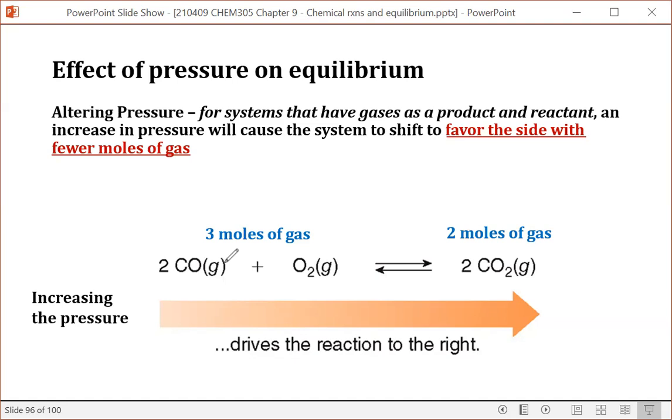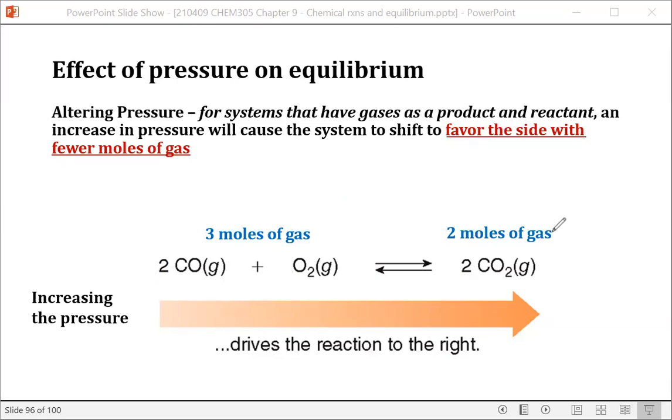So in this example, we have carbon monoxide gas reacting with oxygen gas to make carbon dioxide gas. So on the reactant side of the chemical equation, we have 2 moles of CO and 1 mole of oxygen. So we have 3 moles of gas total. And on the product side, we have 2 moles of CO2. And so if you increase the pressure, it's going to shift the system in whatever direction has the fewest moles of gas. So in this case, the products has the fewest moles of gas. So if we increase the pressure, it's going to shift or drive the reaction to the right to favor the forward reaction, making more product.